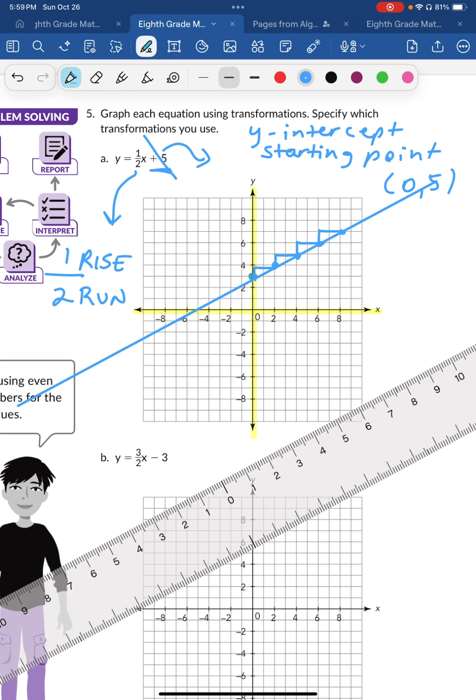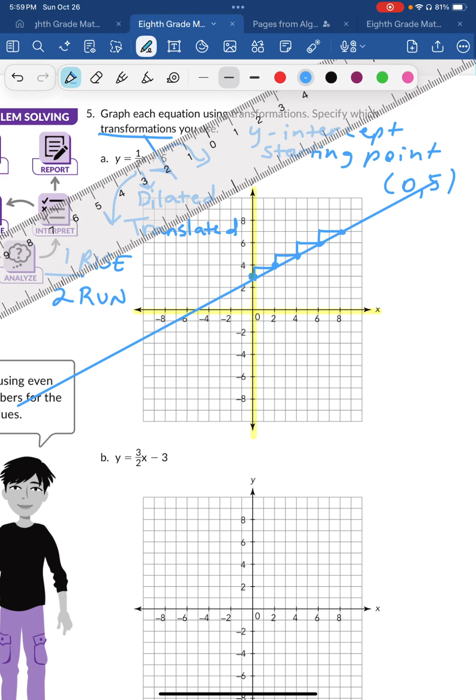Now, specify which transformations we used. Well, we dilated a slope of 1 to be a slope of 1/2, and then we translated up 5. Those are the two transformations that we used.